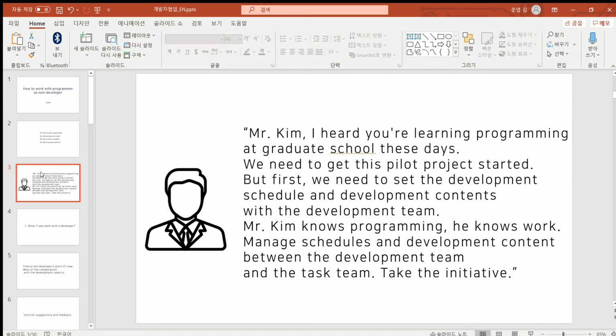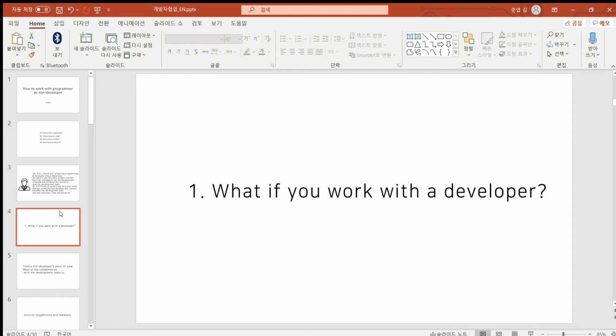So let's say you're in another department, but at the same time you're learning about programming at night or otherwise. So the boss or manager will think that you're the appropriate person to manage the pilot project. So you have to manage not only your own department, but also the software development department to work on that pilot project. So what could happen if you work with developers?